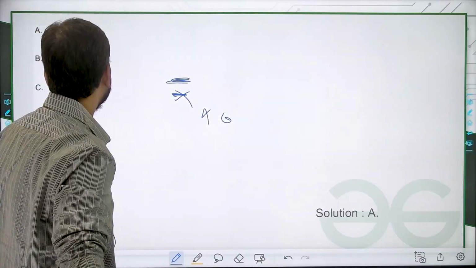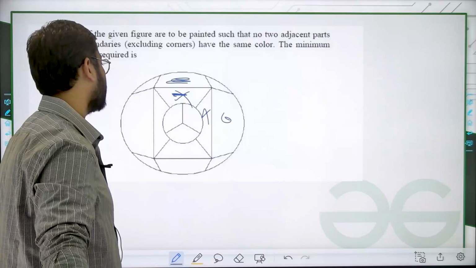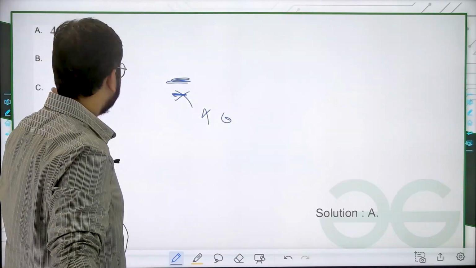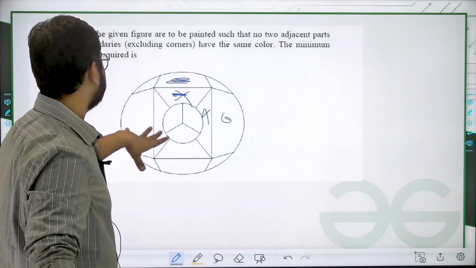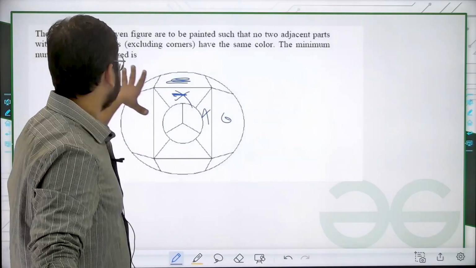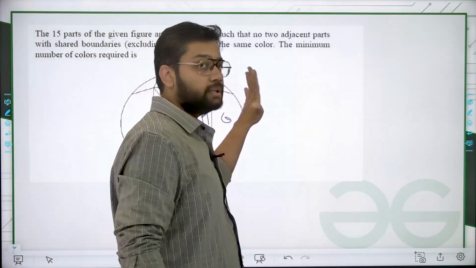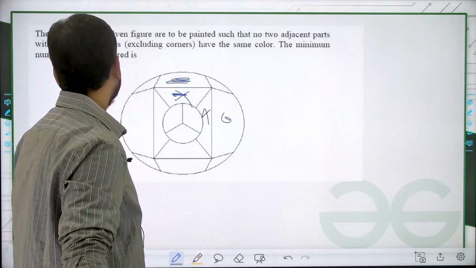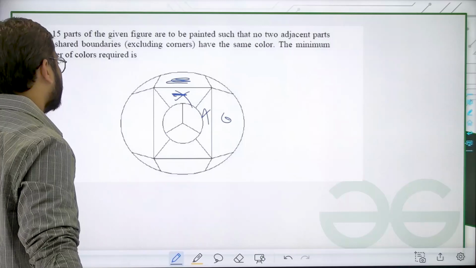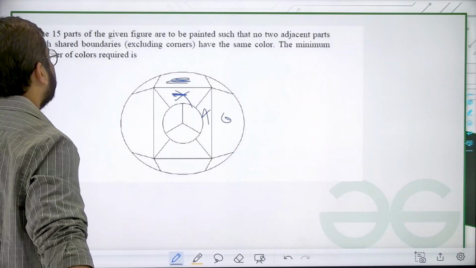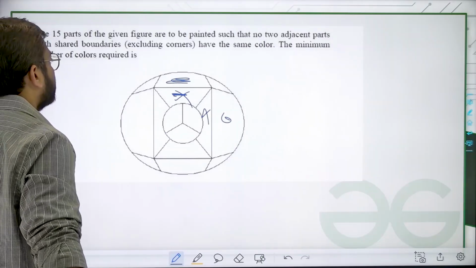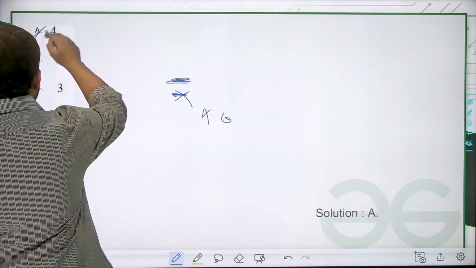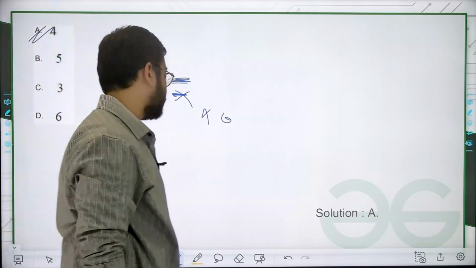The options are 4, 5, 3, 6. For 3 it will not work. At least we have a minimum of 4, because if you look at the diagram, there are 15 parts. Since corner sharing is excluded, at least 4 colors are required so that they do not have any shared boundaries. So option A, 4, is the correct answer for this question.